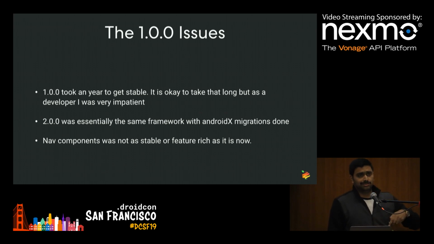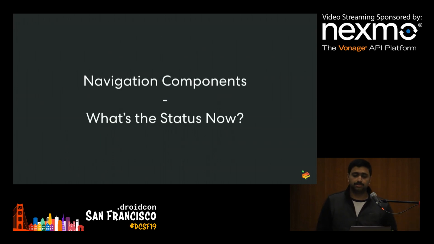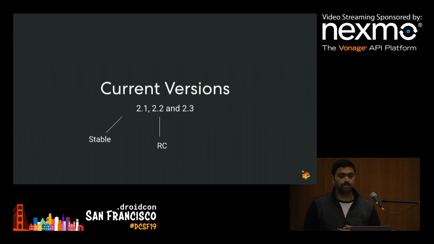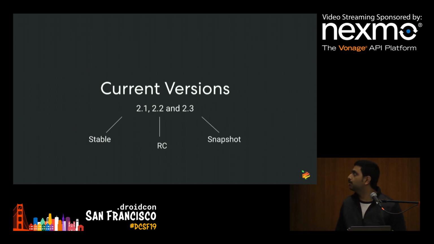So what's there now? What's the current status? We have a lot of versions right now. 2.1 is currently the stable version. 2.2 is in a release candidate phase as of my last check, and 2.3 was announced at the recent Android Dev Summit, and it's a developer snapshot. So it's not even in alpha right now.